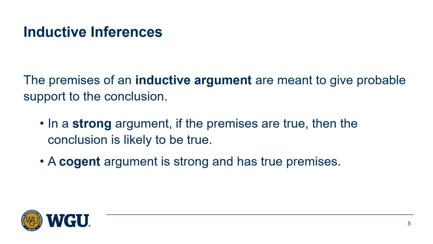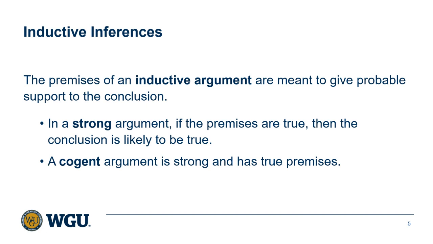The other kind of argument or inference in this course is inductive argument. The premises of an inductive argument are meant to give probable support to its conclusion. The words we use to evaluate inductive arguments in this course are strong and its opposite, weak, and cogent or its opposite, uncogent. In a strong argument, if the premises are true, then the conclusion is likely to be true, not guaranteed, but likely. In this case, the premises have provided sufficient evidence to lead us to conclude with confidence.